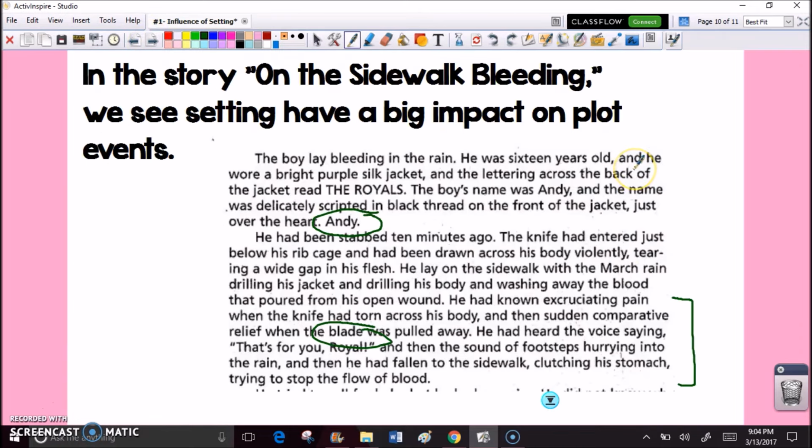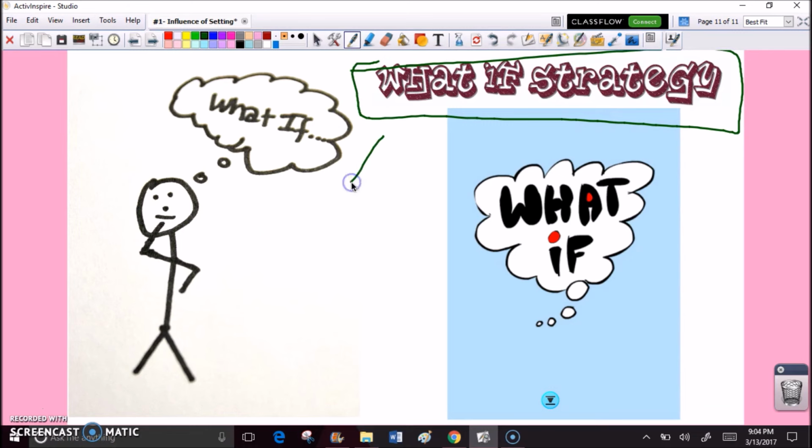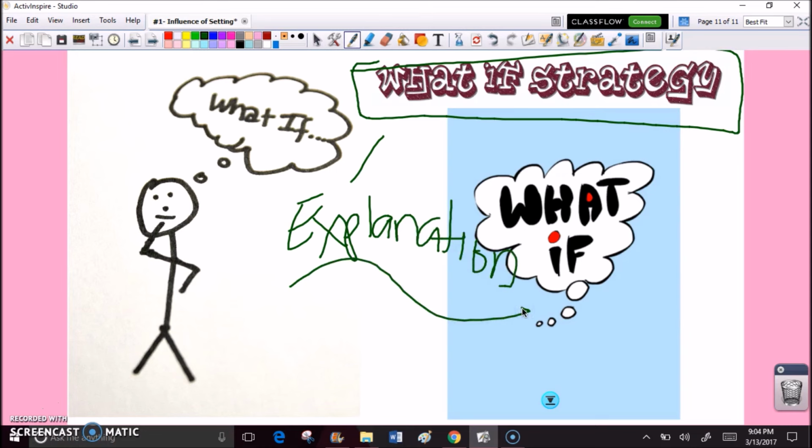What if it wasn't in an alley? What if it was in a crowded street? How would that change what happens? And by using that thought process, you'll be able to analyze the impact setting has. And if you're writing about this topic, this should also be part of your explanation sentences. Once you give your evidence and you're explaining how the setting is impacting the characters or how it's impacting the plot, make sure you talk a little bit about what if. What if you changed it? How would it all be different?